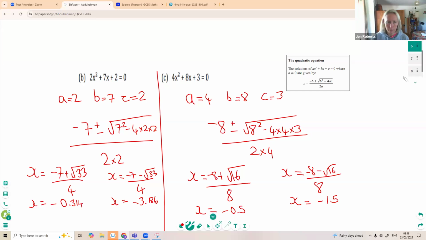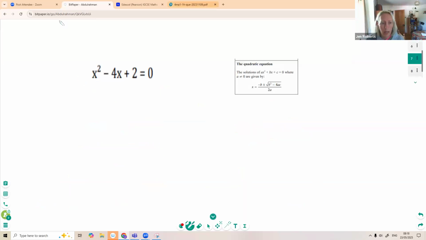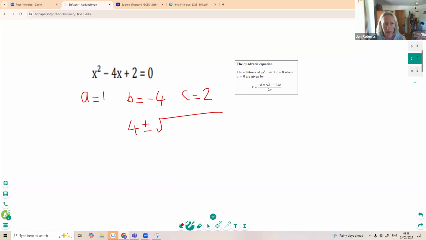Okay, so we do have the case when you've got a negative coefficient of x. A lot of people make a mistake with these questions. Let me show you why now. Here a is 1, b is negative 4, c is 2. Minus b, so minus minus 4, is plus 4. But that's not why people make the mistake. It's this square root bit here.